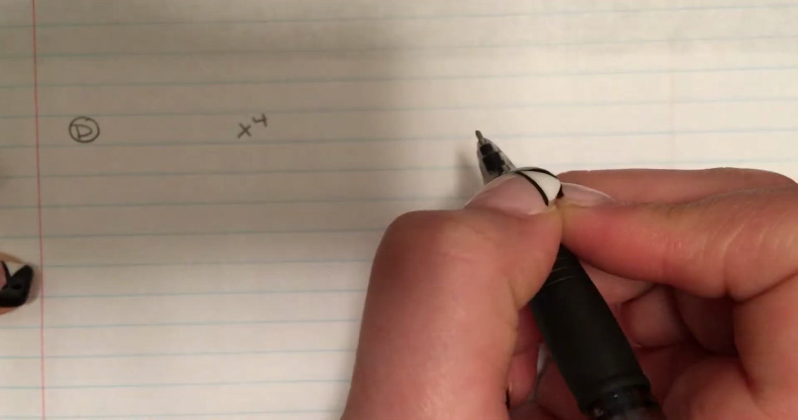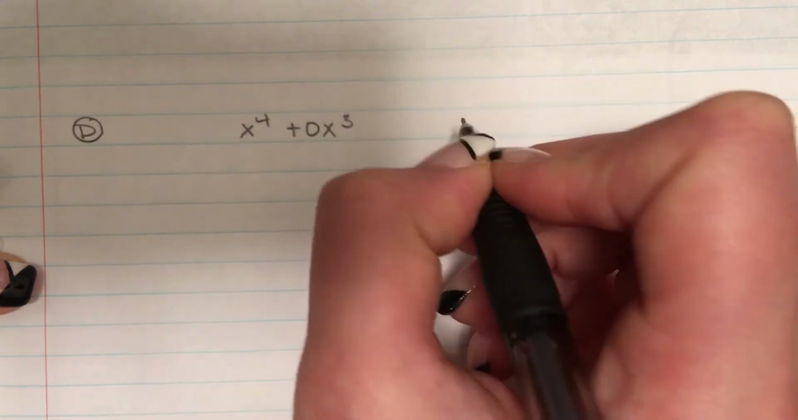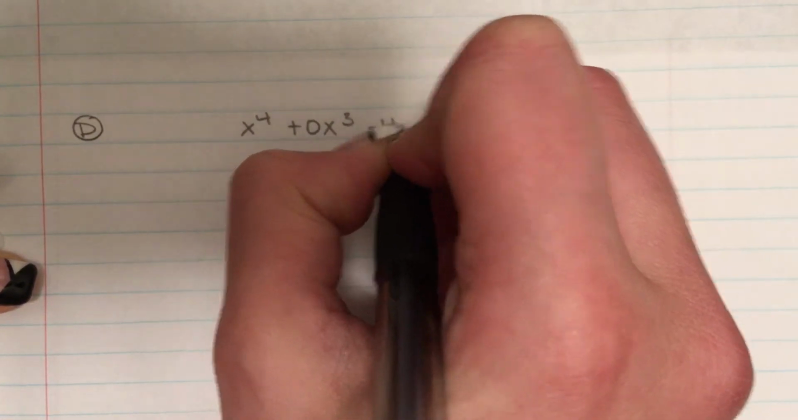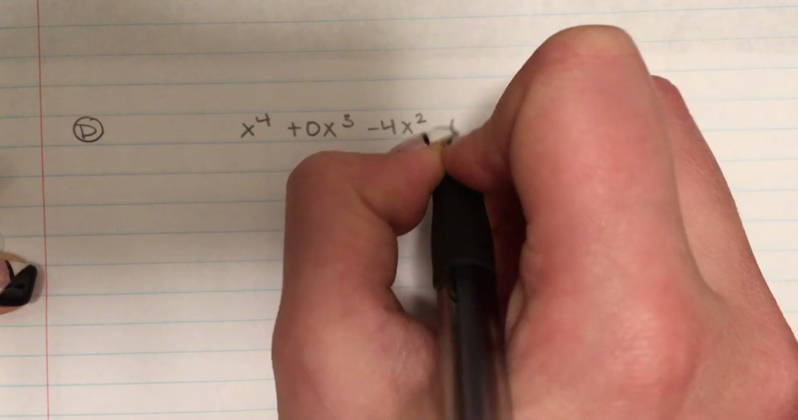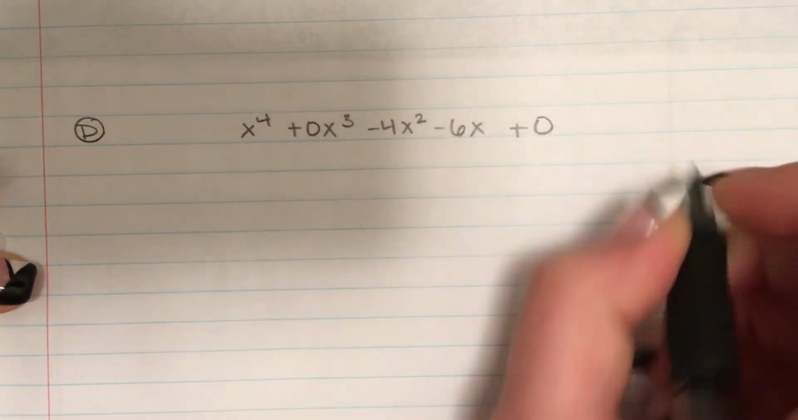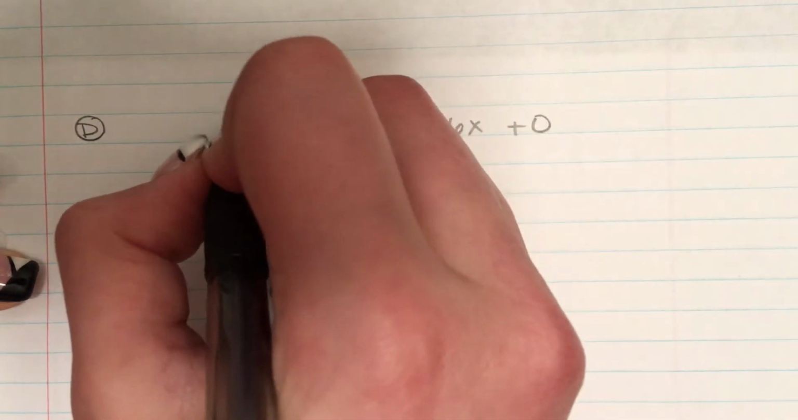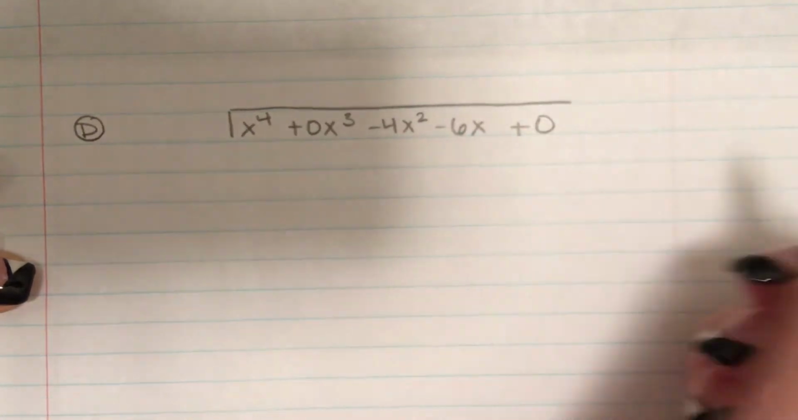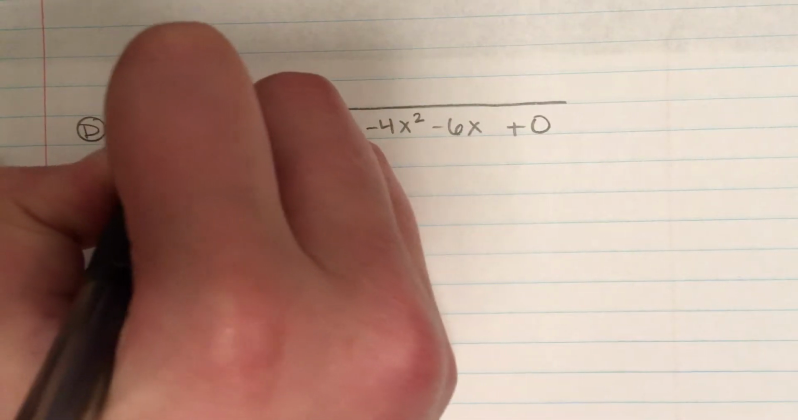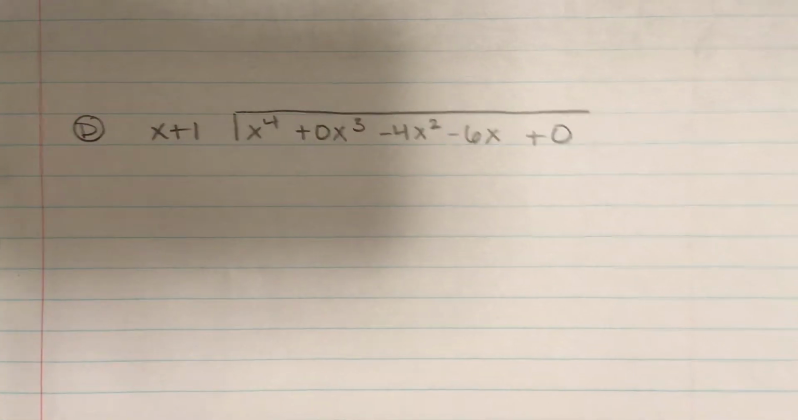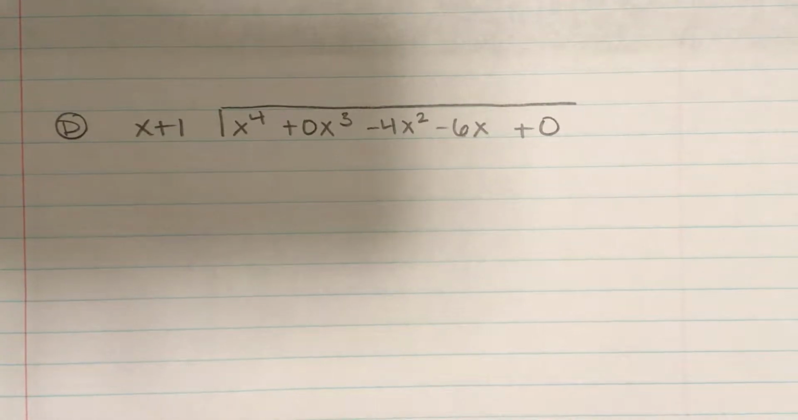All right, for problem D, I see I've got some missing terms. I'm missing the third power, so I'm going to put a 0 in there. And I'm also missing the plain number at the end, so I'm putting a 0 there as well. So I'm going to let you try to do that first step.